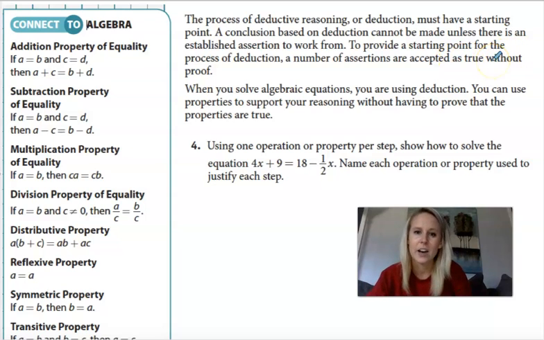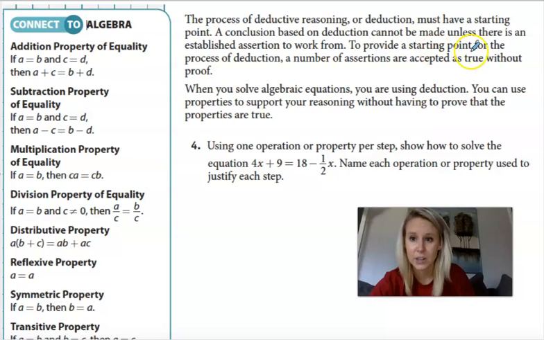So the process of deductive reasoning or deduction must have a starting point. So a conclusion based on deduction cannot be made unless there is an established assertion to work from. Right? That is so confusing. All it's saying is for us to figure something out, we need a starting point.